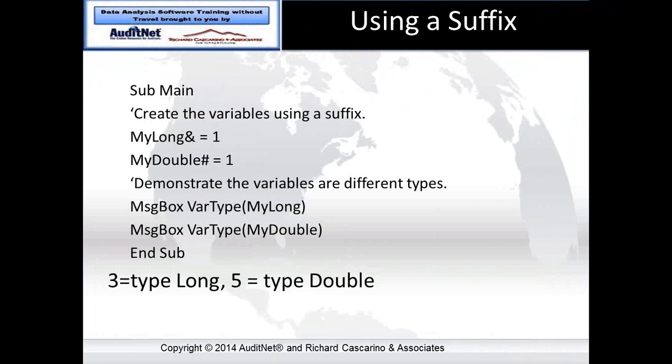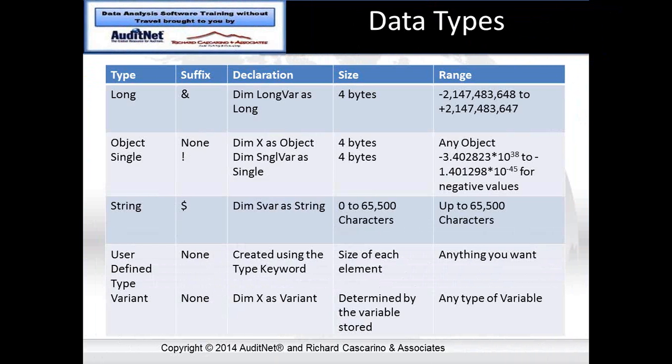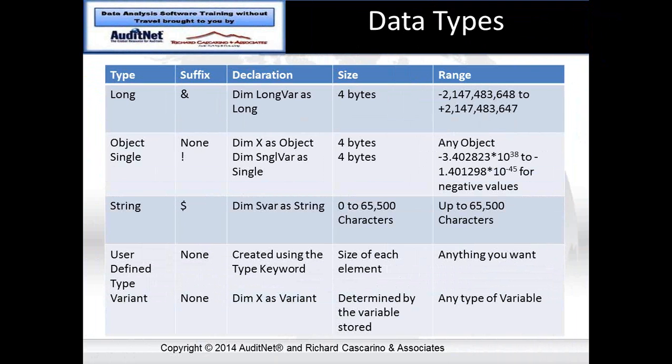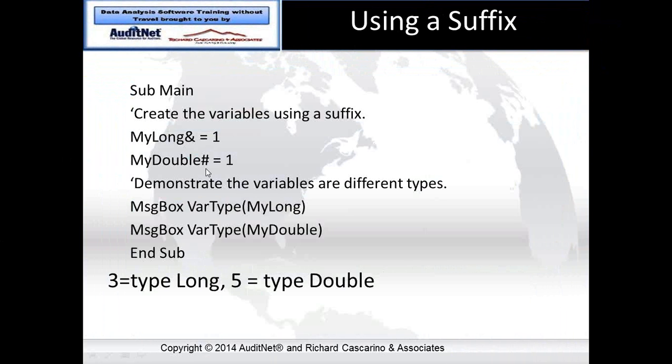Okay, suffixes. So I can create a variable using a suffix. So there's an example, my long ampersand equals 1, my double hash equals 1. Now remember what I did? If I go back through here, I was saying there's a double with a hash, and there's a single either with no suffix or with an exclamation mark. So there's my long with no suffix, my double with a hash, and it demonstrates that the variables are different types. Okay, now if I do this, I'm not going to execute this at the moment.